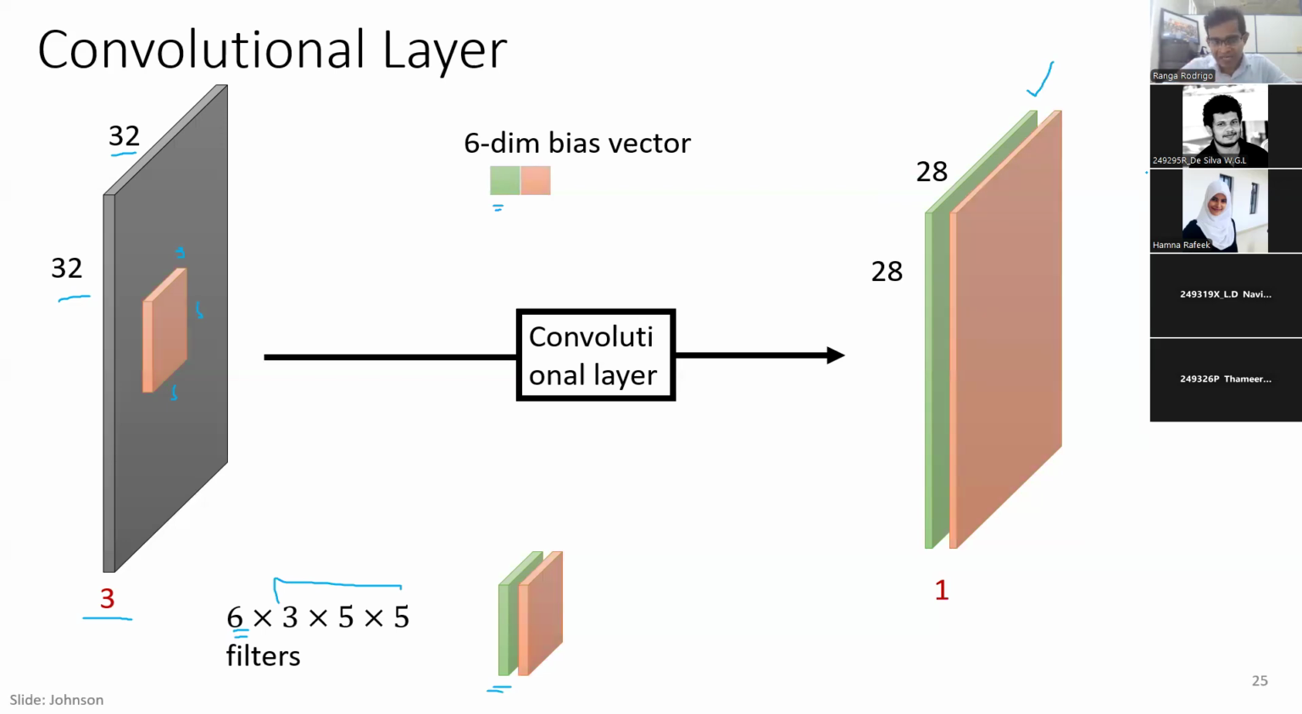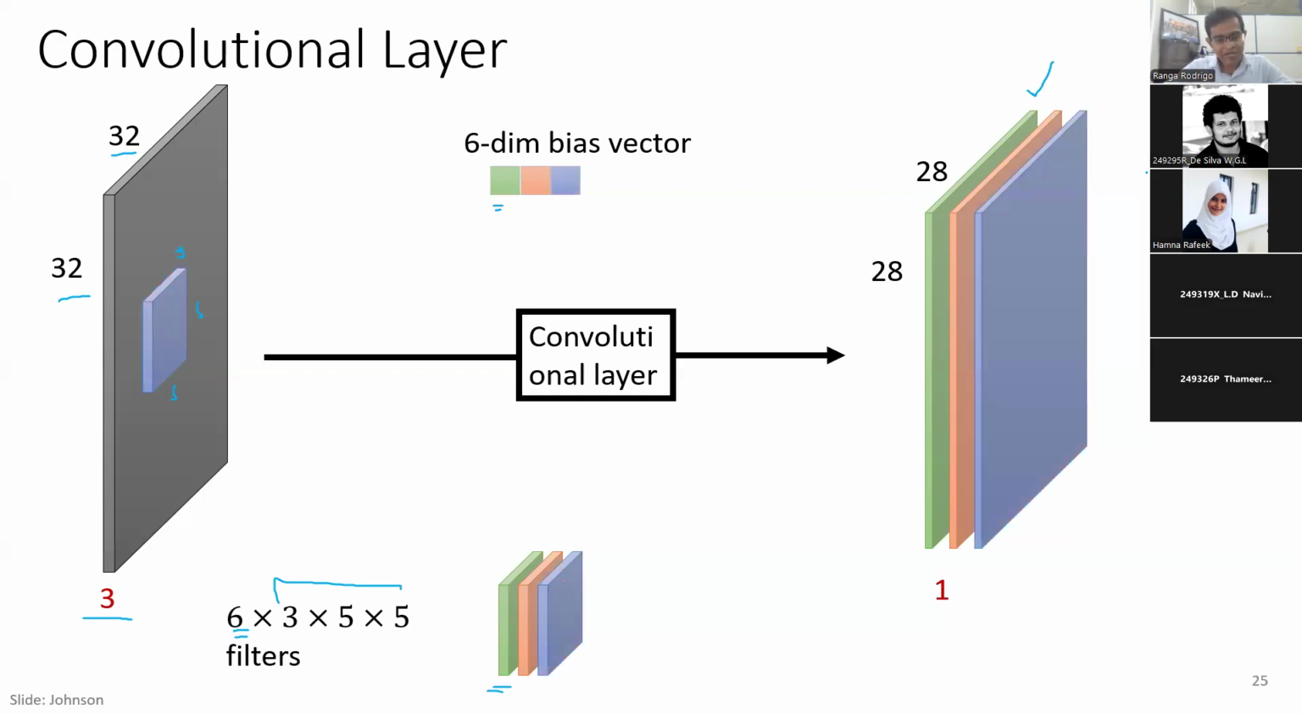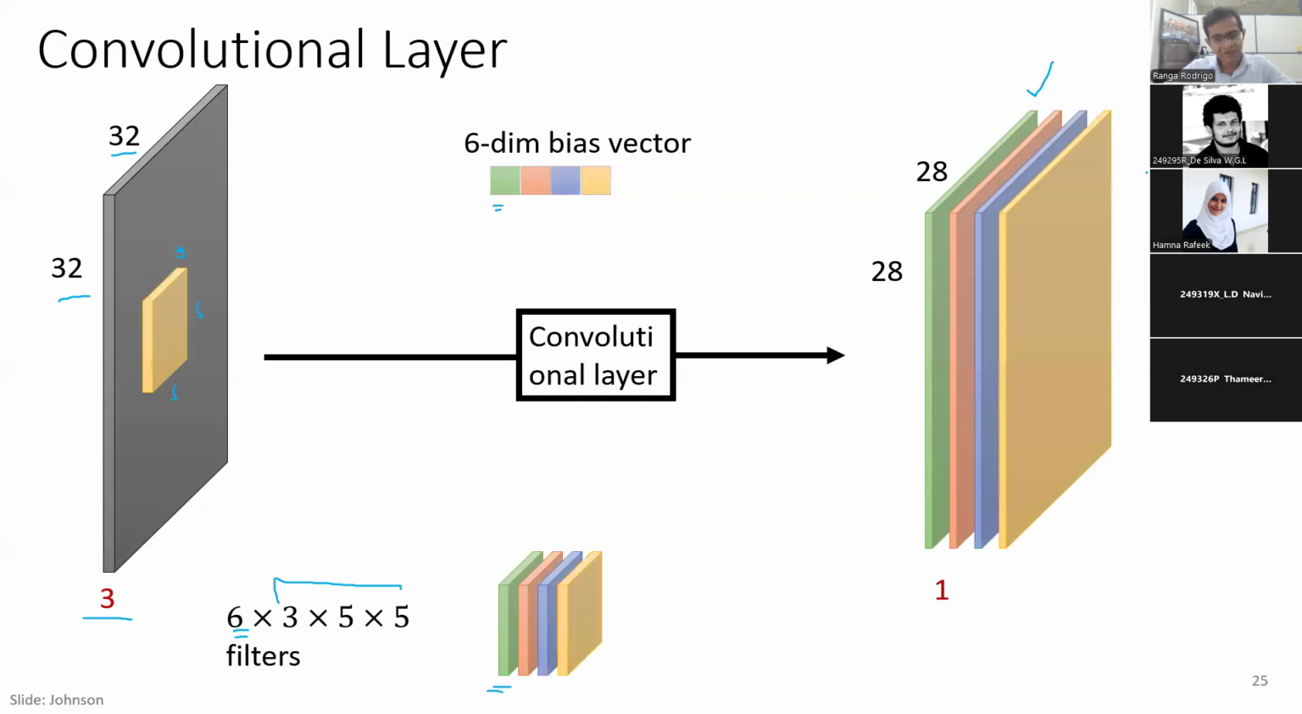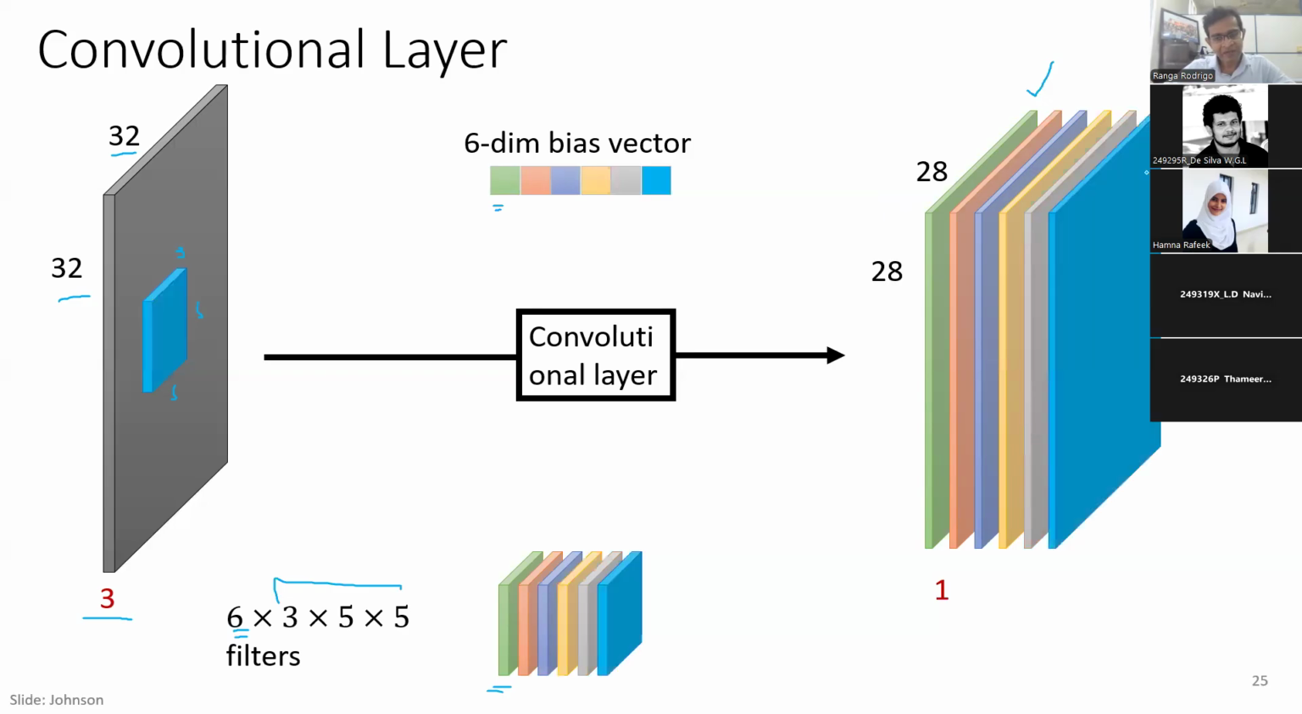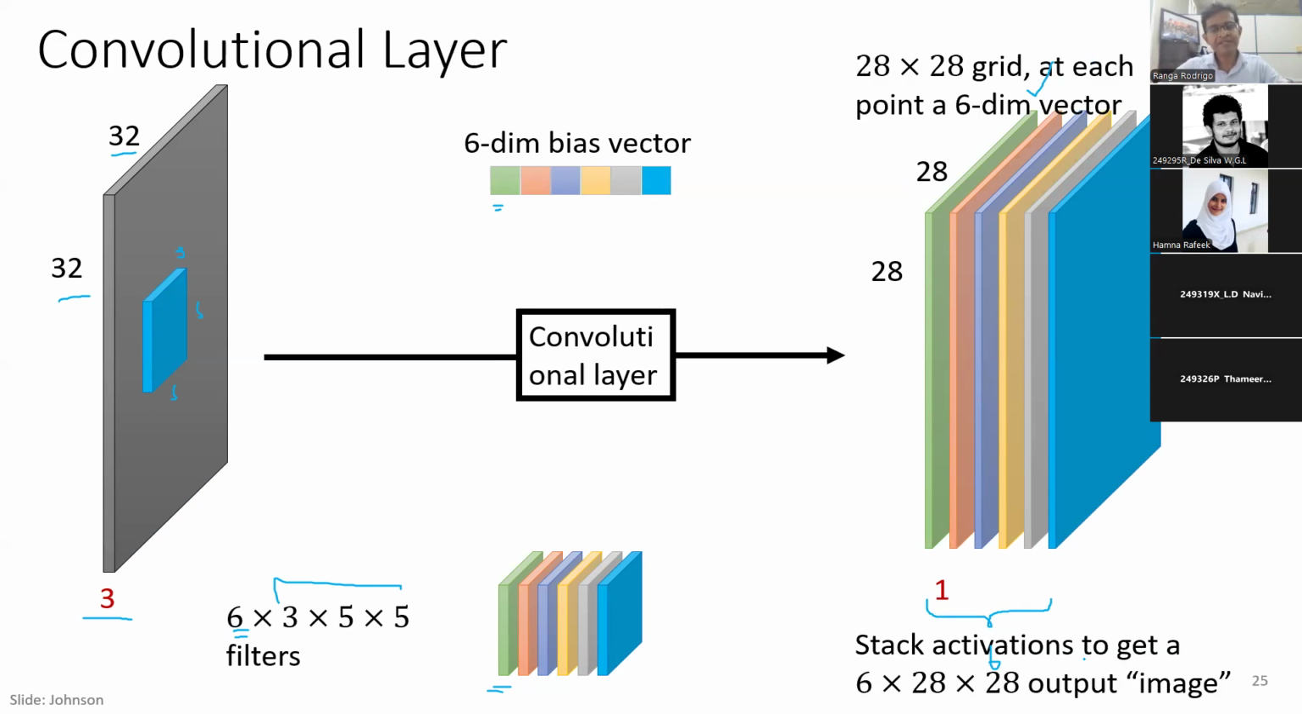We run one more kernel, then you get another feature map. One more, another feature map. One more, another feature map. One more, another feature map. In this example, I'm considering we are running 6 of them. Because we ran 6 kernels, you will get a feature map of depth 6. So this depth will now be 6, and the output activation map will be 6 times 28 times 28.